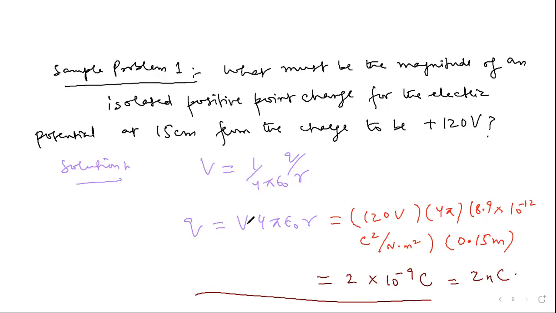On 20 volt for V, 4 pi epsilon naught value 8.9 into 10 raised power minus 12 coulomb square per Newton meter square. Then distance is 15 centimeter, which is 0.15 meter. Then you make the calculation, 2 into 10 raised power minus 9 coulomb, you can check it, which is 2 nano coulomb, because 1 nano coulomb is 10 raised power minus 9 coulomb, right?